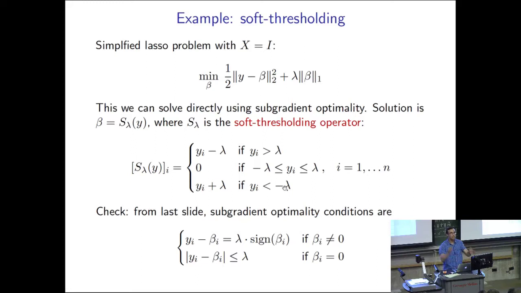And if it's between minus lambda and lambda, we set it equal to 0. So that's why we call it soft thresholding. We set it equal to 0 if it's smaller than lambda in absolute value. Otherwise, we move it toward 0 by an amount lambda. And we can derive this as the solution to this problem directly using subgradient optimality.